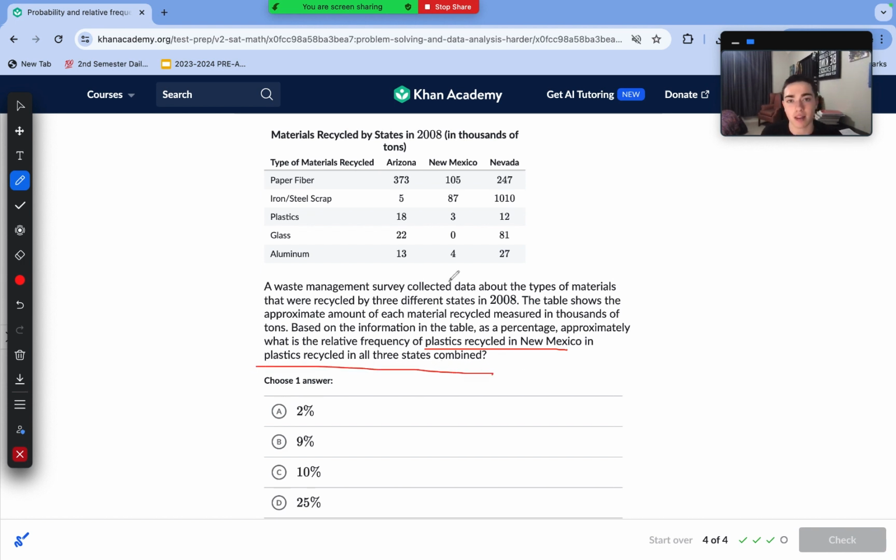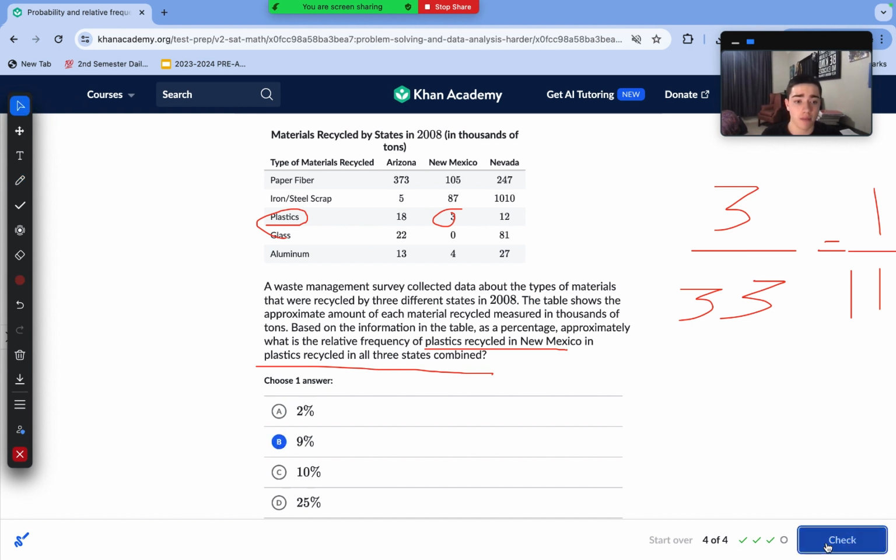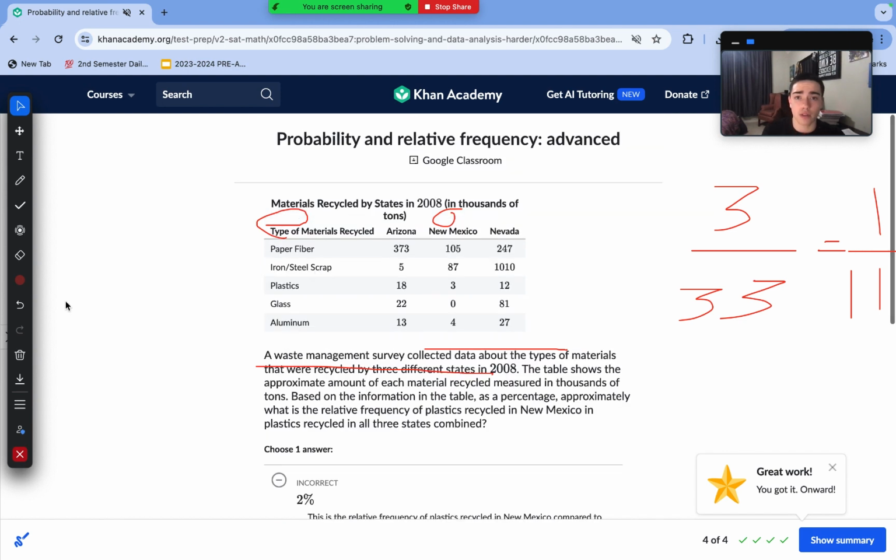So we need to find the plastics recycled in New Mexico. Of course, we just have plastics right here. Plastics recycled in New Mexico is 3 compared to all the states combined would be 18 plus 3, which is 21, plus 12, which is 33. 3 out of 33, which is when we divide both numerator and denominator by 3, we get 1 over 11, and 1 divided by 11 is approximately 0.09, which converts to 9%. That means B is our final answer for this question.